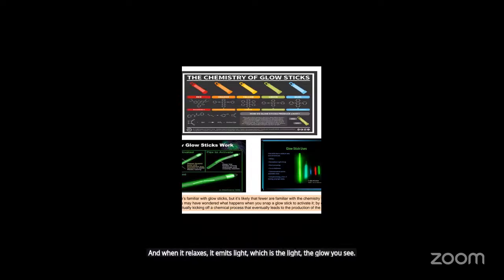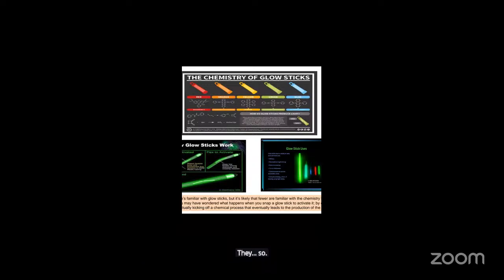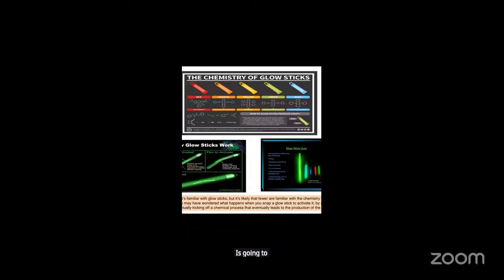So that's the chemistry of glow stick. Number one, you must know what this glow stick is. It is the light that is emitted when hydrogen peroxide mixes with oxalate. When there is a reaction, they form an intermediate, which is very unstable and breaks down. In the process of breaking down, it is excited, then relaxes to emit light. That is the glow you see.